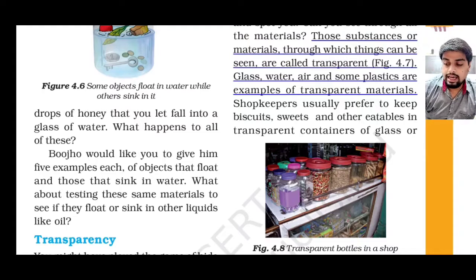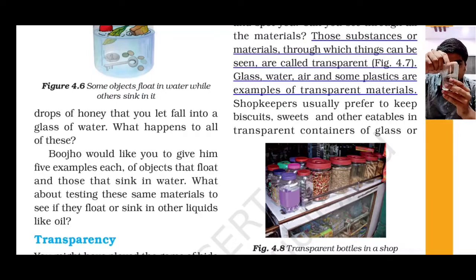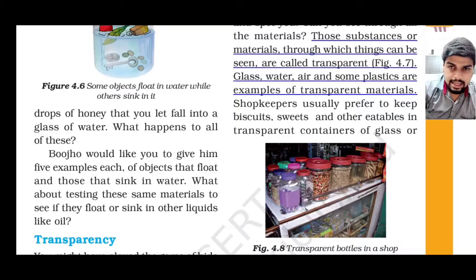If you take the example of this water or this glass, from this glass or this water you can easily see my face or my eyes. So this water is transparent in nature. Any material through which we can easily see things, for example glasses, our specs or sunglasses, from which we can clearly or easily see things, is known as a transparent material.